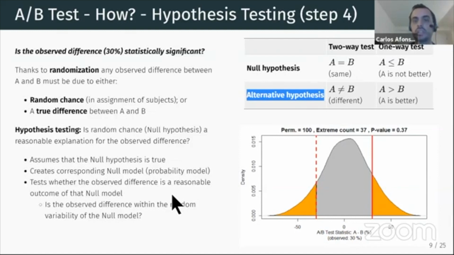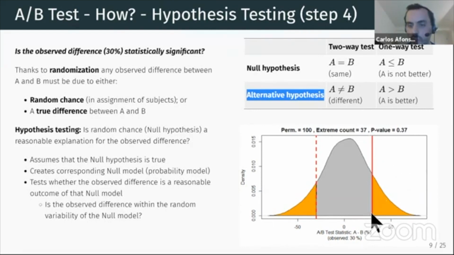If it is, then we keep the null hypothesis. If the observed difference is not within the random variability of that model, meaning the observed difference is too extreme as compared with the random variation of the null model, then we say that we can ignore the null hypothesis and we can keep the alternative hypothesis. So this chart, I will explain in detail how it is created. But for now, the curve itself represents the probability distribution of the null model, the probability model that represents the null hypothesis being true, that A and B are the same. There's no real difference between them.